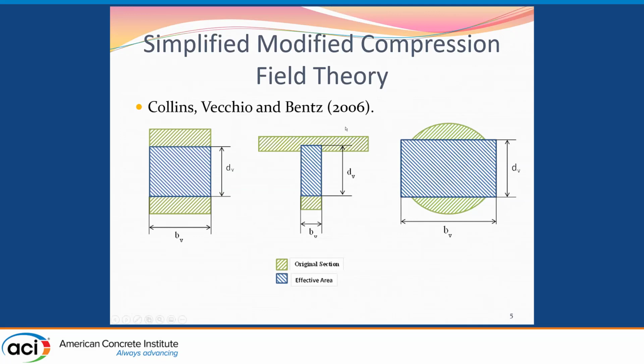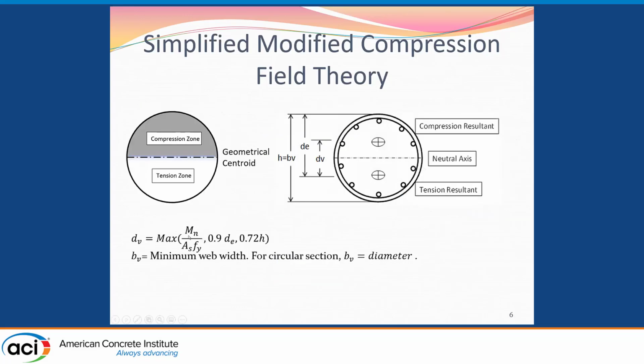In 2006, and they make just a few assumptions: they have an effective section with dimension bv by dv. In our case, for a circular section, the bv is just the diameter, and the dv is calculated as the distance from the compressive forces to the tensile forces. It could also be taken as the limits between 0.9 de, where de is measured from the top of the section to the centroid of the tensile forces, or 0.72 h, where h is the whole diameter of the cross section.